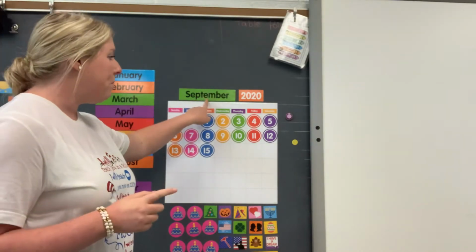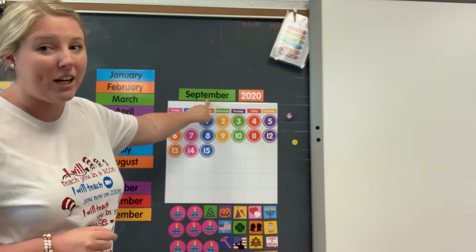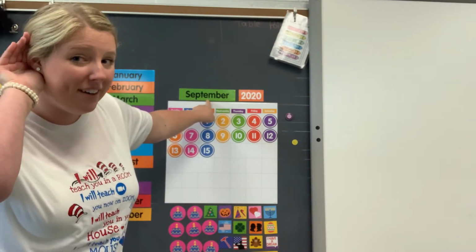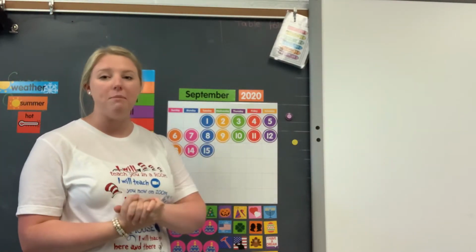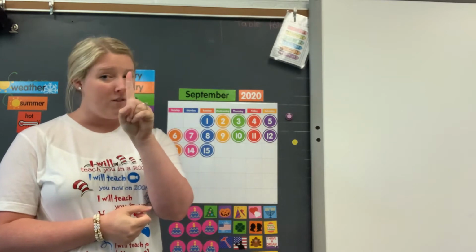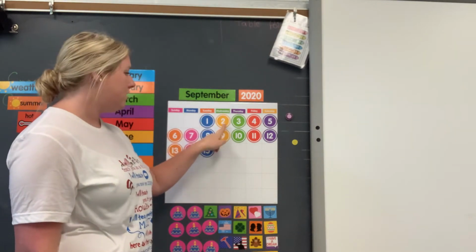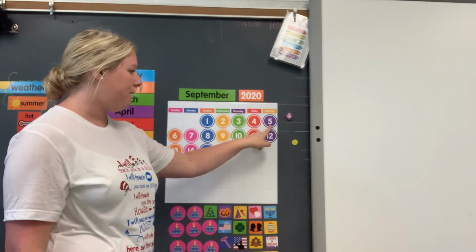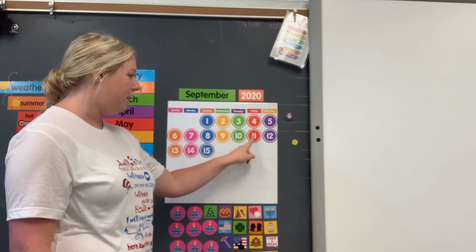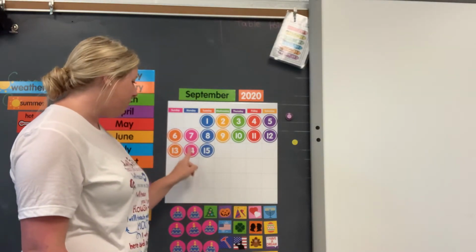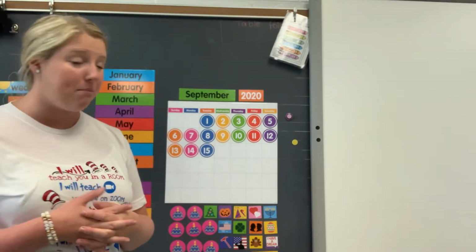Now, remember what month we are in. We are in the month of September. Can you say September? Good job. Now let's count how many days we have had so far in September. Show me your pointer finger, the number one, because that's how we start counting. Number one. Ready? 1, 2, 3, 4, 5, 6, 7, 8, 9, 10, 11, 12, 13, 14, 15. We've had 15 days so far in September.